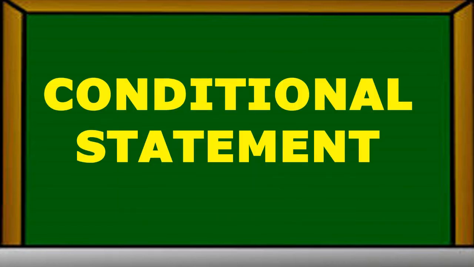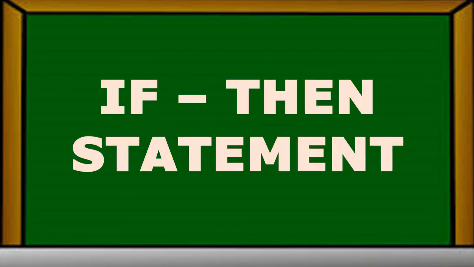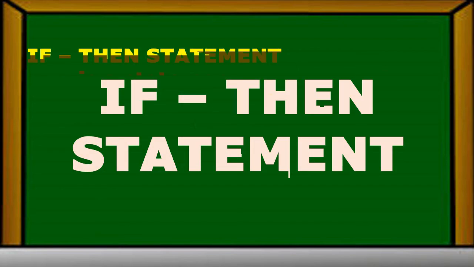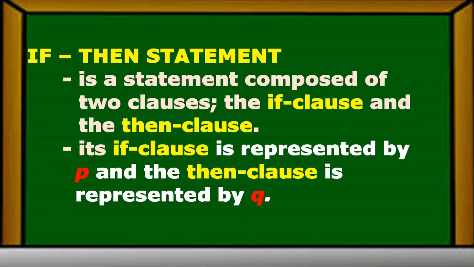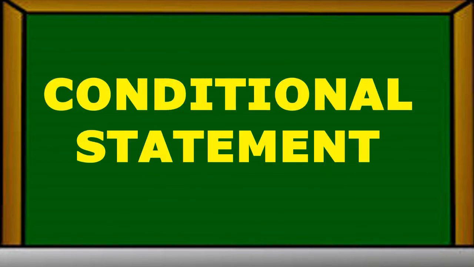To sum it up, the conditional statement is also called an if-then statement. If-then statement has two parts, the if, which is the hypothesis, and the then, which is the conclusion. A conditional statement to be true shows that when hypothesis is true, the conclusion is also true. While to be false, you need to have a counterexample where hypothesis is true but the conclusion is false.